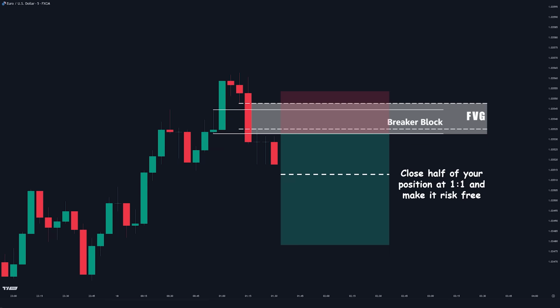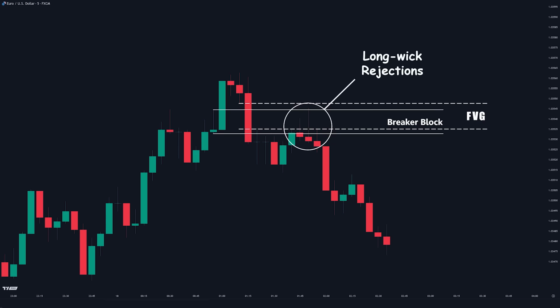Alternatively, another entry setup involves waiting for the price to return to the trading zone and watching for candlestick reversal patterns, such as a long wick rejection. This approach is particularly useful when the trading zone is large, allowing you to secure a better entry price. For this setup, place your stop loss above the trading zone and apply the same exit strategies mentioned earlier. By combining these methods, you can balance safety with profit potential and approach the market with greater confidence.